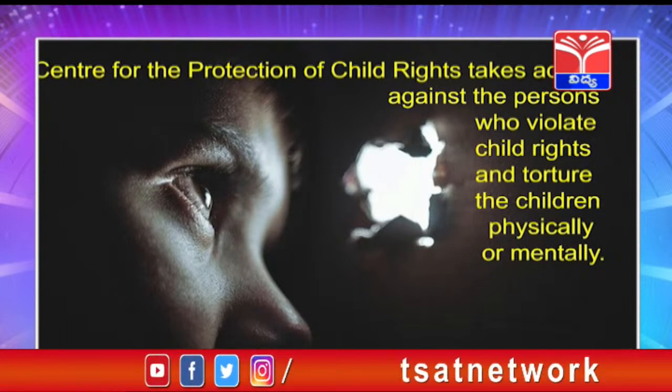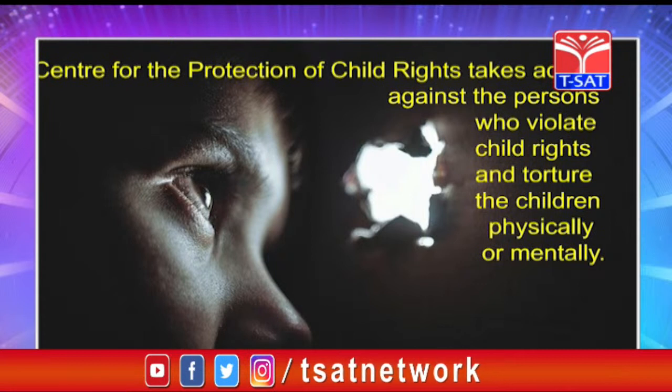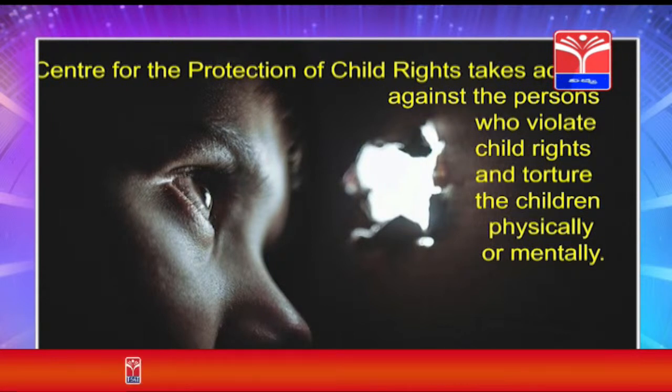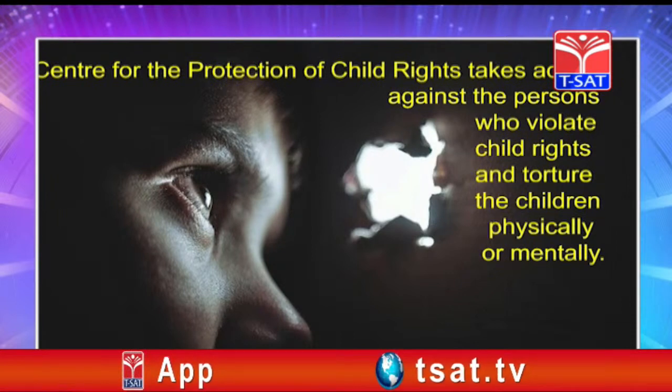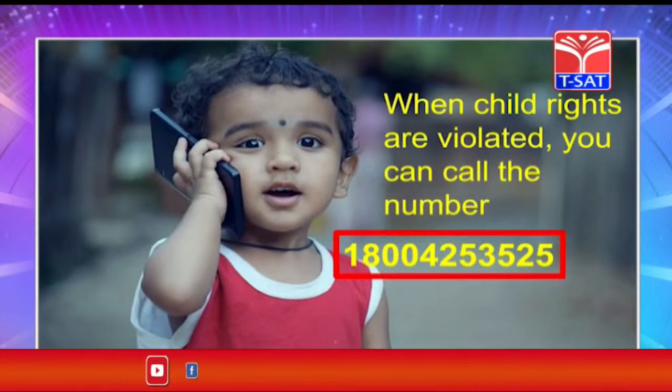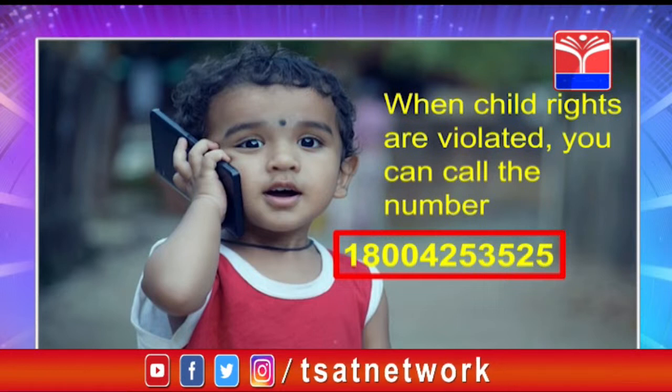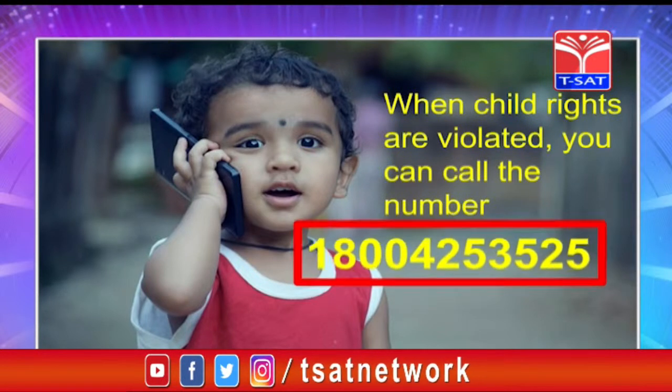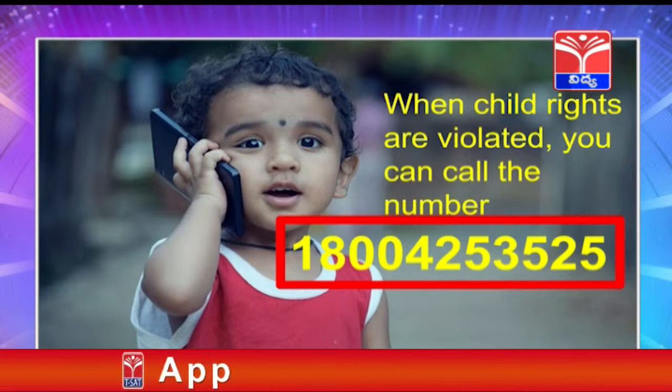As we have already studied some rights, if anything like this happens, we have some centers from the state and central government which will protect child rights. When child rights are violated, you can call the number. Here it is displayed: 1800-425-3525. It is a toll free number. A child can call this number and make a complaint about how their rights are violated.